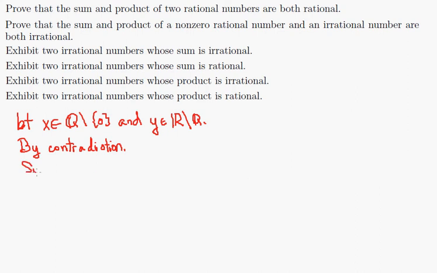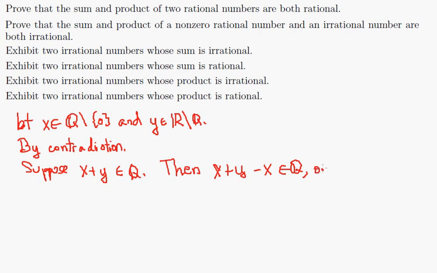So suppose that x plus y was rational. Suppose x plus y is rational. Then, if x plus y is rational, then by the thing that we just proved, x plus y minus x would also be rational. Or that y is rational. But that can't be because y is not a member of the rationals, so that can't happen.